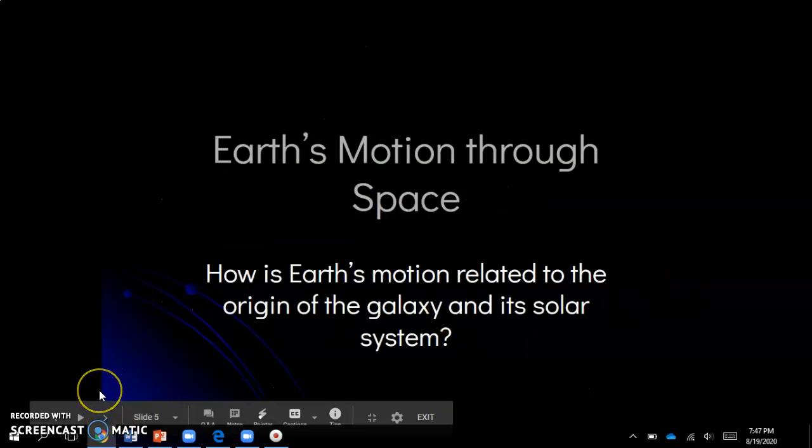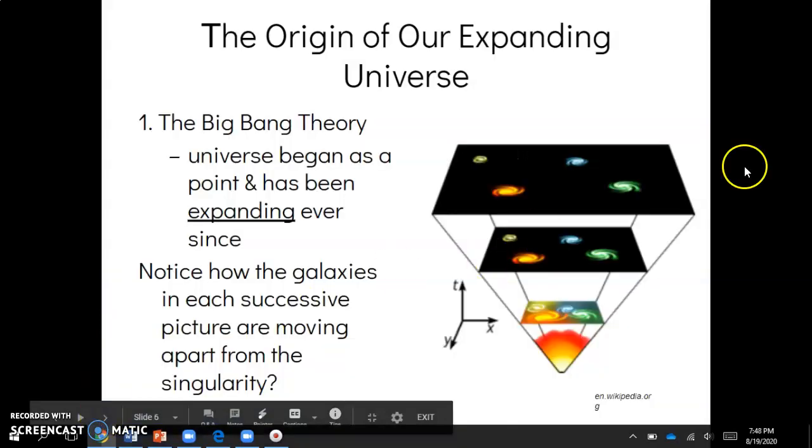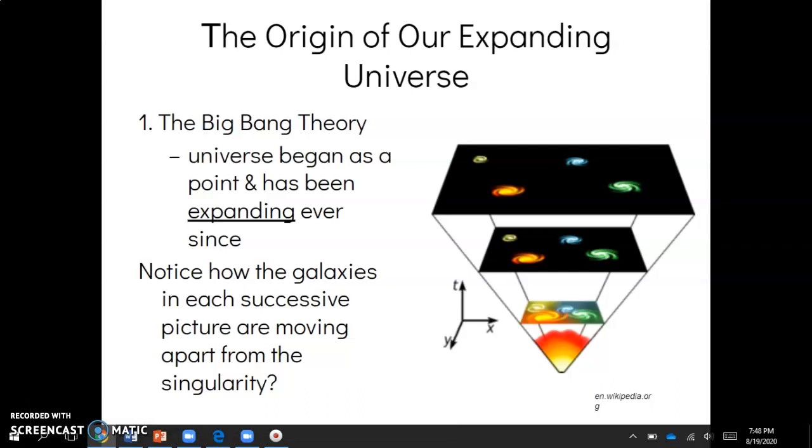So let's talk about Earth's motion through space and how it's related to the origin of the galaxy and its solar system. So in order to talk about what's happening with the expansion of space, we have to talk about the Big Bang Theory. Now, the Big Bang Theory is kind of just the theory on the origin of really everything. So in the beginning, scientists believed there was nothing. So there was no time and there was no space before the Big Bang. But what happened was, basically the universe began as a single point and has been expanding ever since.